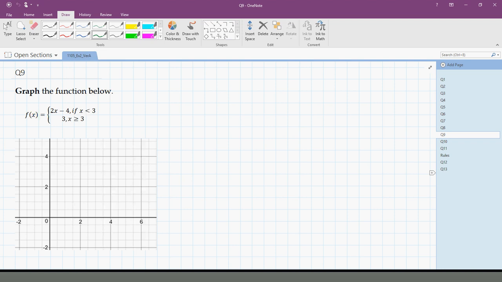No, the graph function below. Okay. I love this one. So we have, I'm going to break it down. We have a function of x that is equals to 2x minus 4. And we have a restriction. We only want the values of x that are less than 3. So when they give you a restriction like that, what you need to do is find values that are less than 3. So we're going to make a box.